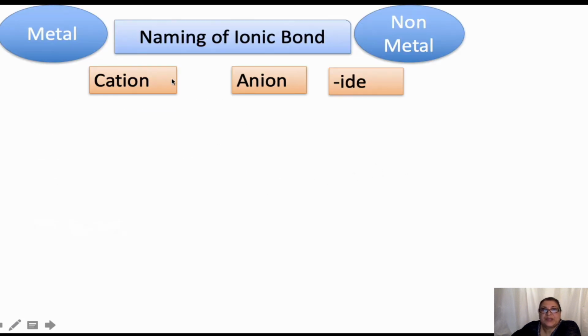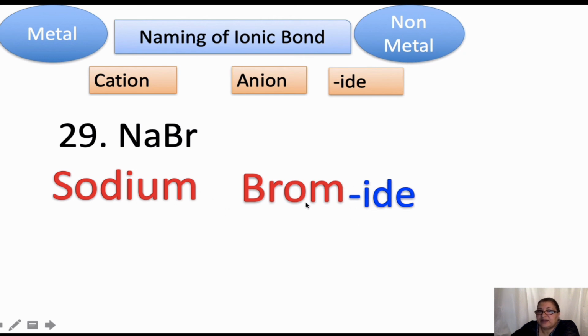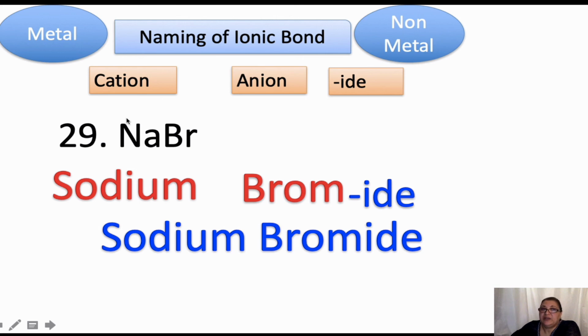So let's see. In naming, this is what the rules are. You name the metal first, and that's the cation. And then the anion, which is the nonmetal, gets the root, and then you add IDE to it. Let's see what that means. It's easier when we see examples. So Na is sodium, Br is bromine. So instead of bromine, it gets IDE. So sodium bromide. So that's how you name ionic. You name the cation first, which is the metal, and then you name the anion by the root of the name, and then instead of INE, you add IDE.